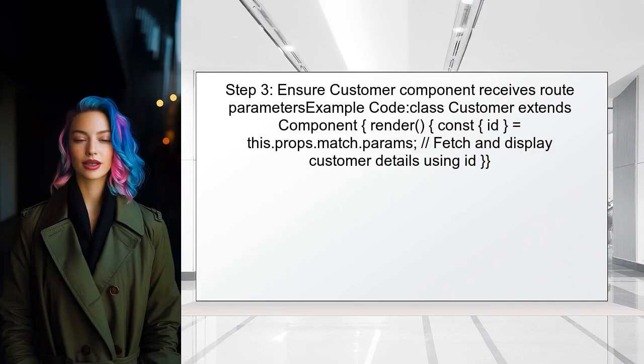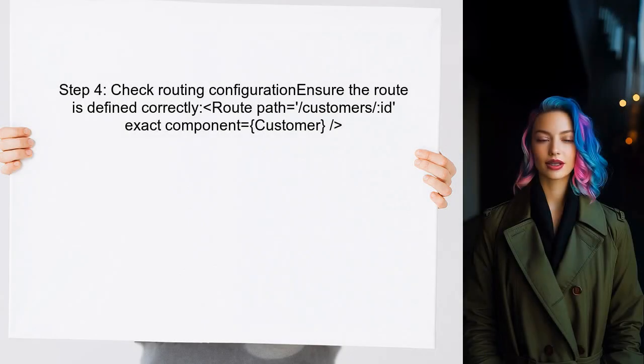After confirming that the click handler works, the user should ensure that the customer component is set up correctly to receive the route parameters. This can be done using the match prop. Finally, the user should check the routing configuration to ensure that the path for the customer component is correctly defined. The path should match the URL structure used in history.push.